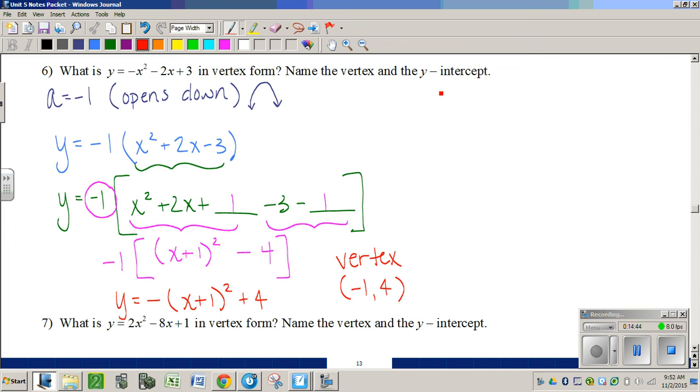And my y-intercept I could have grabbed way up from the beginning. That's just 0, 3. That standard form gives us the nice value of the y-intercept. Okay, so what I did was I factored out the negative 1 at the beginning, and then I worked inside the brackets here and did my completing the square, just like I did in the examples before. And then at the very end, I distributed the a value back into my answer.